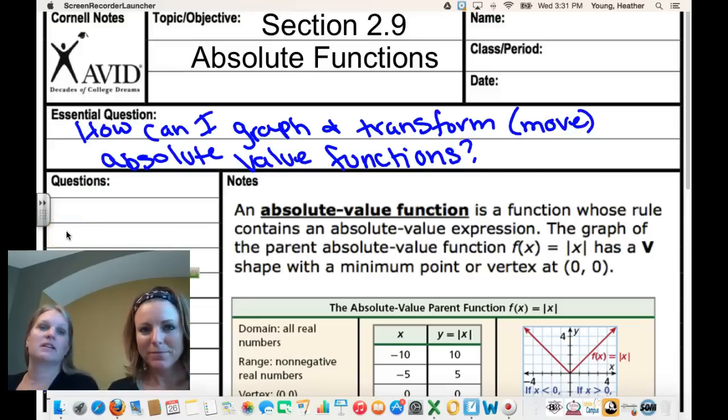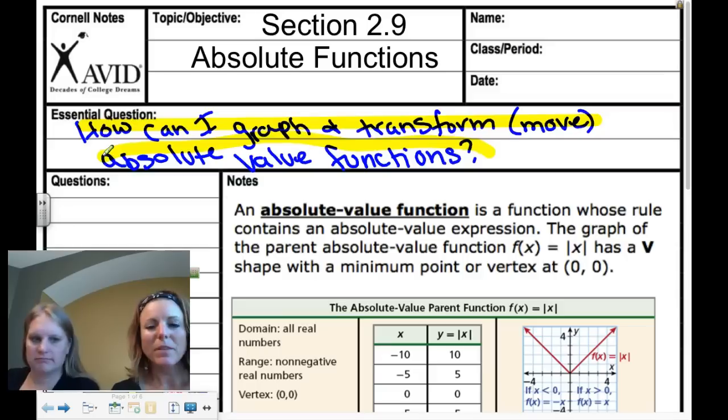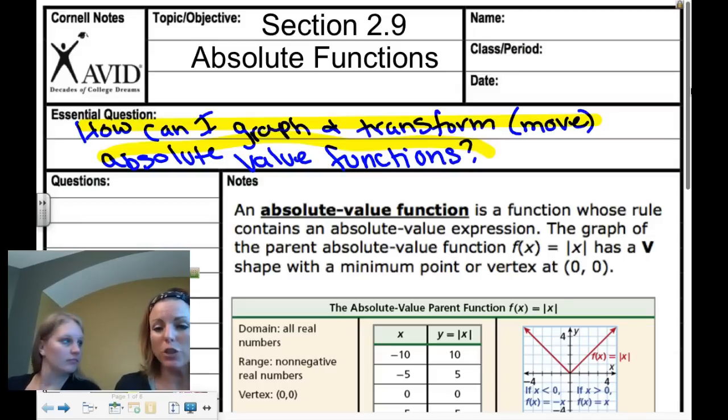All right, so today we're going to talk about absolute functions. And so our essential question is, how can I graph and transform, which just means move, absolute value functions? So you're going to see how we graph them. Exactly. So an absolute value function, well, it's exactly what it says. It's a rule that contains an absolute value expression. We've used that in the last section.